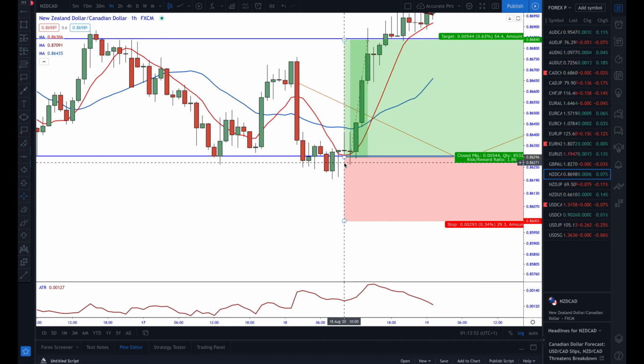So that's about it. That was just a quick breakdown of the New Zealand CAD of what I saw and the reason why I got in that trade and made 61 pips.